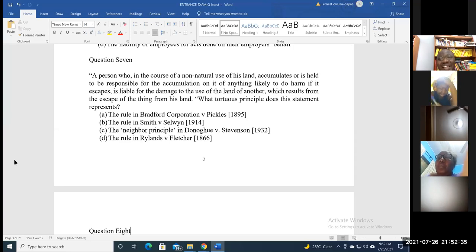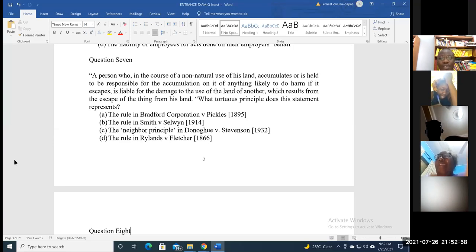Of course, if you are revising your thoughts as soon as you read something like this, you notice that we are referring to the rule in what? Yes, the rule in Bradford Corporation and Pickles, certainly not. The rule in Smith and Selon, which is my favorite principle. What do you call it?